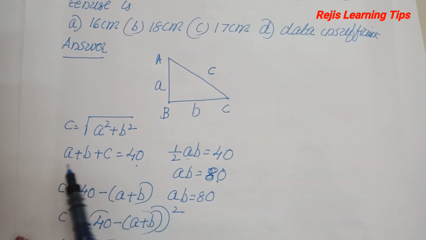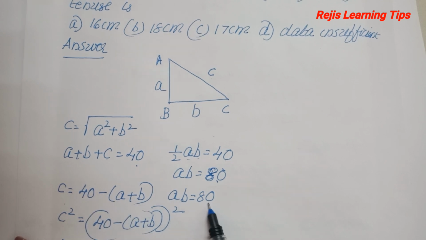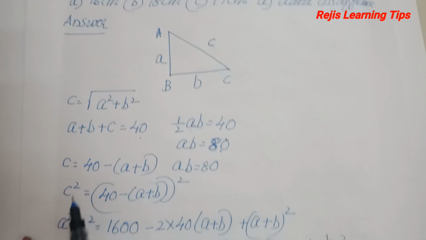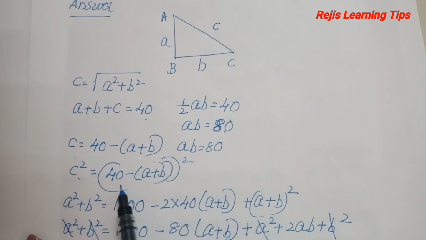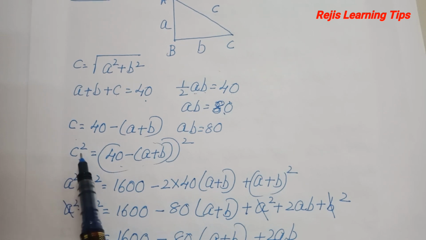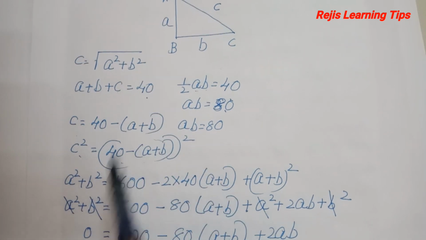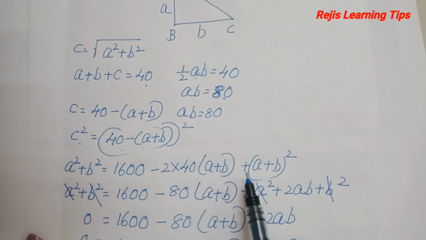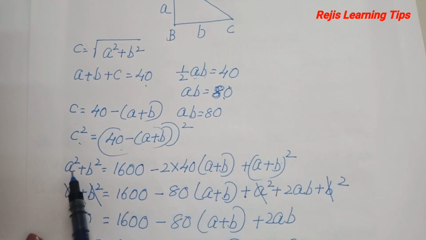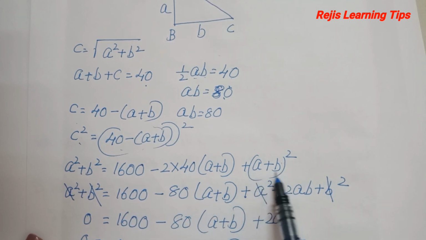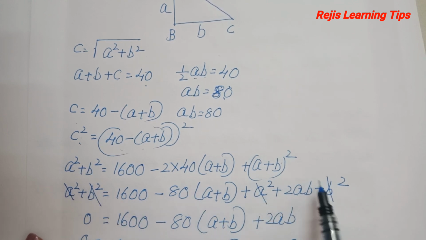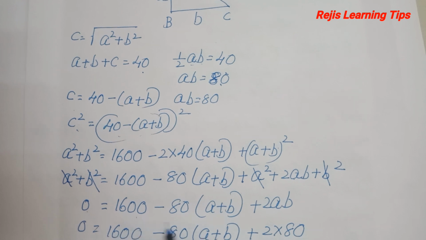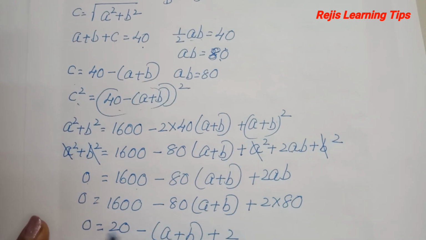C is equal to 40 minus A plus B. Then AB is equal to 80. Then we have to square this one. C square is equal to 40 minus A plus B the whole square. Then C square is equal to A square plus B square. So A square plus B square is equal to 1600 minus 2 into 40 into A plus B, plus A plus B the whole square. Then A square plus B square is equal to 1600 minus 80 into A plus B, and we have to open this A plus B the whole square: A square plus 2AB plus B square. We can cancel this A square and A square, B square and B square. Then 0 is equal to 1600 minus 80 into A plus B plus 2AB.